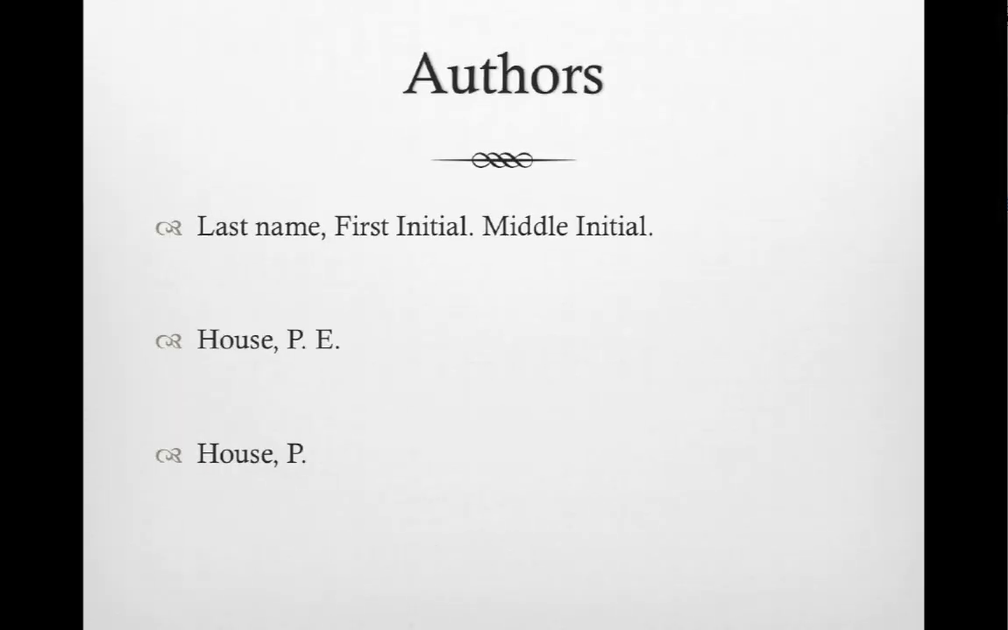Now let's talk about actually formatting your sources on your reference page. The first thing you will list will be the information about the author. In APA, you use the author's full last name, a comma, their first initial, a period, and then their middle initial, and then another period. If they do not list the middle initial, that's okay.